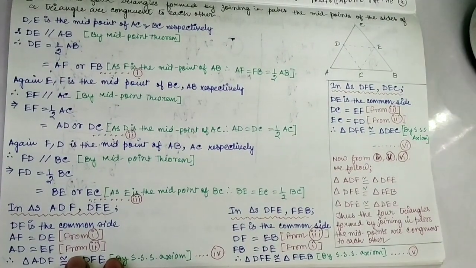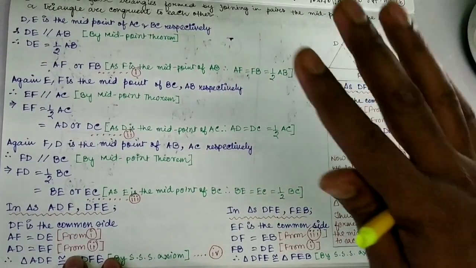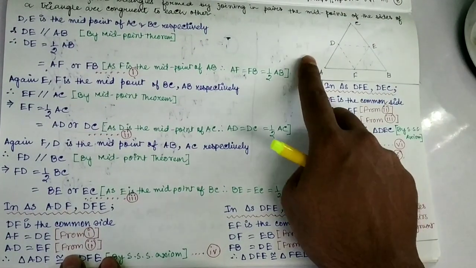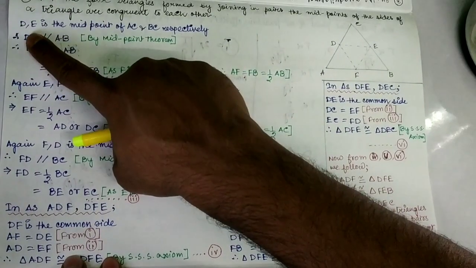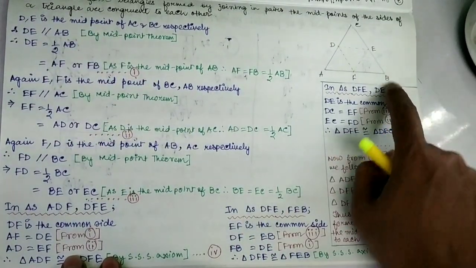Now before we prove that they are congruent, first let us prove whatever we get using the midpoint theorem. Okay, so let us consider one pair at a time. Let us consider the pair of midpoints D and E. Now see, D, E is the midpoint of AC and BC respectively.